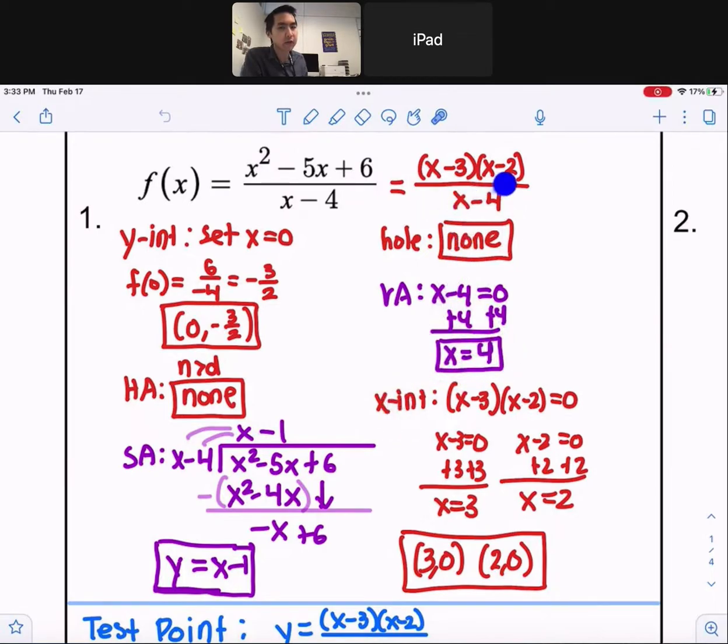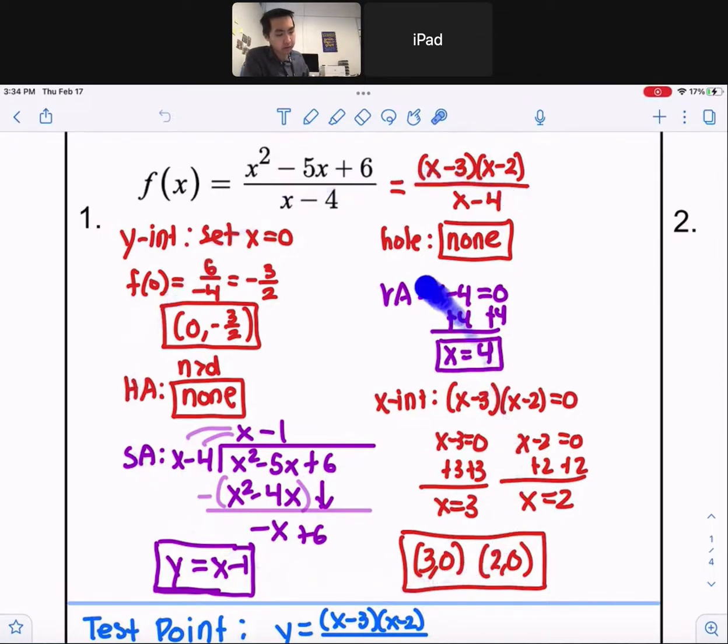For the x-intercepts, set the numerator equal to 0, and then set both of these factors equal to 0 to solve. And you're going to get 3, 0 and 2, 0. Remember, the y value of every x-intercept is always 0.